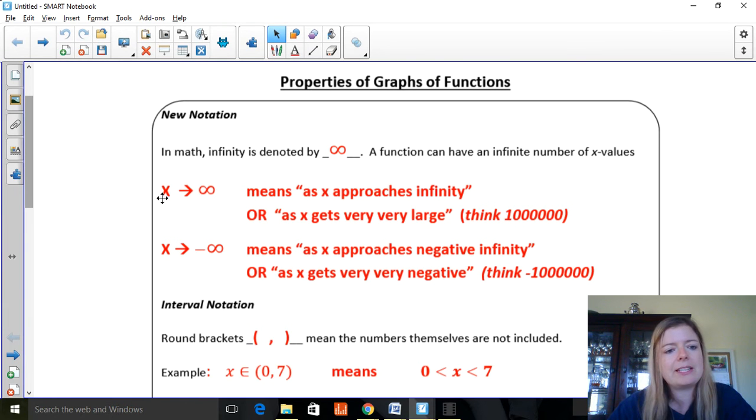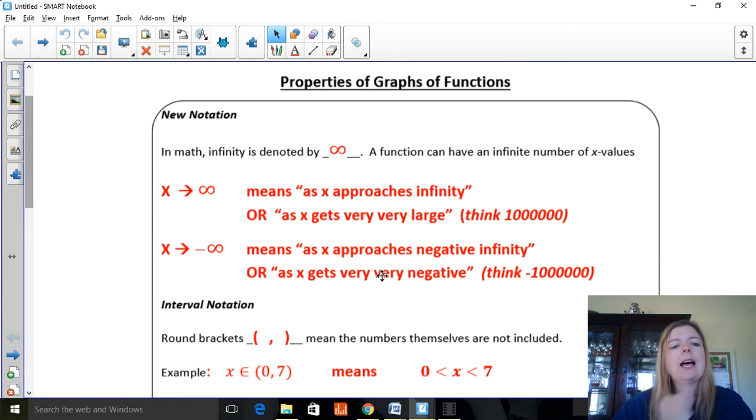So x arrow infinity means that x approaches infinity. We're talking about as x approaches infinity, what happens to the function? That's going to come up later. In layman's terms, it's what happens when x gets really, really large. When you start putting extremely large numbers into the function, what happens? Think about a million. If you put a million into the function, where would it be?